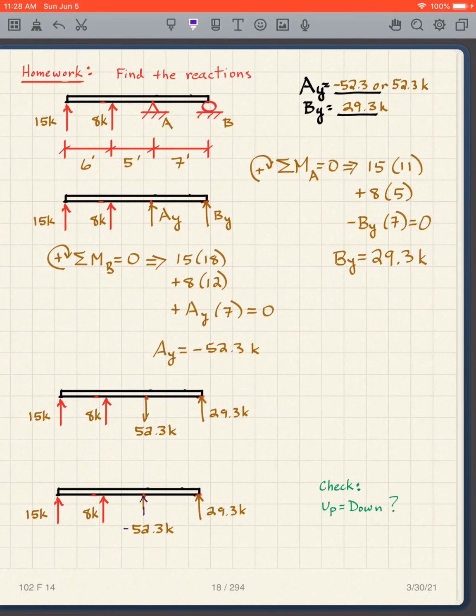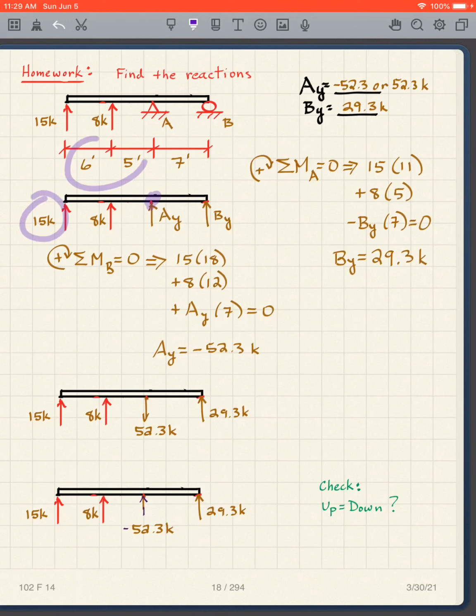In this particular case, it's obvious that AX equals 0, so I'm not even going to show it in the free body diagram. But we have an AY and a BY. We put those in there. I'm now going to take moments about A equals 0. So there's the center of my clock.